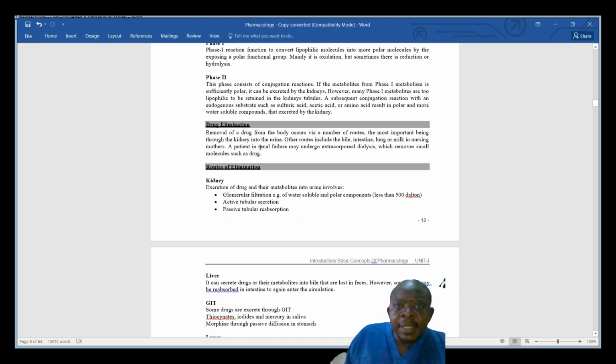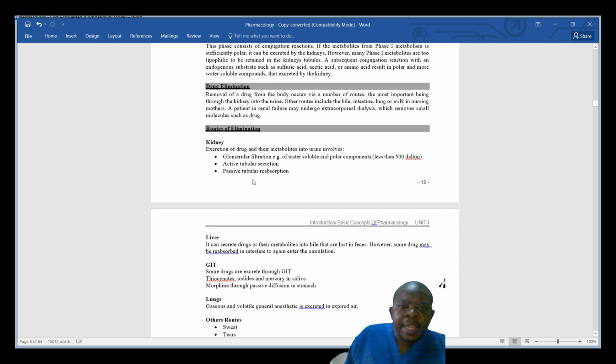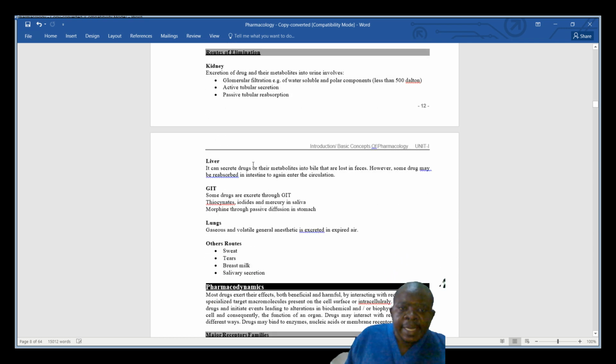A patient in renal failure may undergo extracorporeal diuresis, which removes small molecules such as drugs. So routes of elimination include the kidney, the liver, the GIT, and the lungs, and then we have other routes.